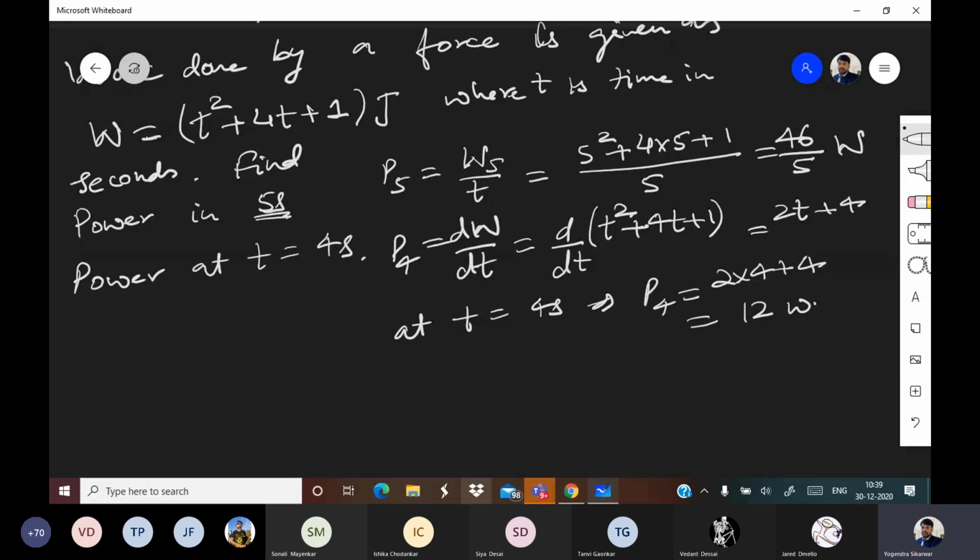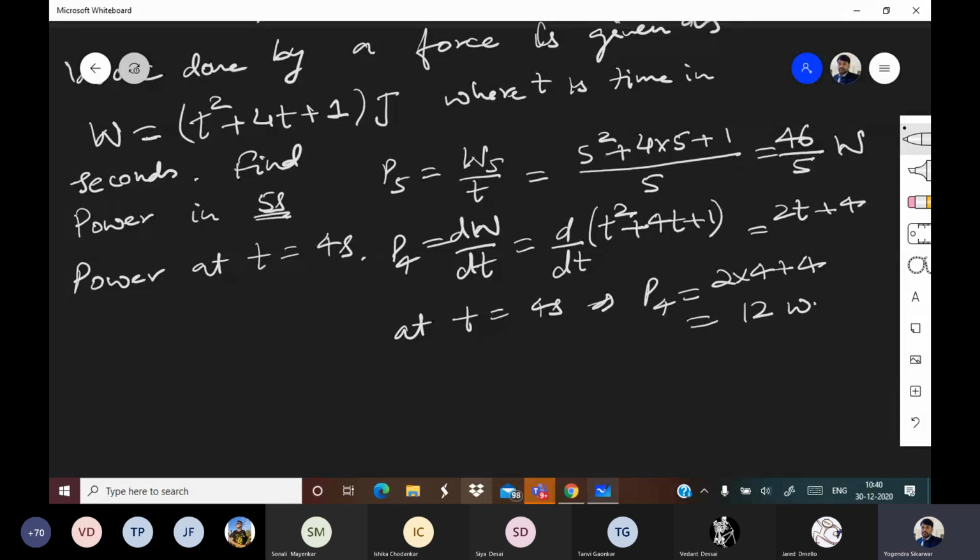You don't need to do differentiation in the first case. Differentiation does not give you average power. Differentiation does not give you average value. As it does not give you average value, that's why we did not differentiate. Okay. All right.